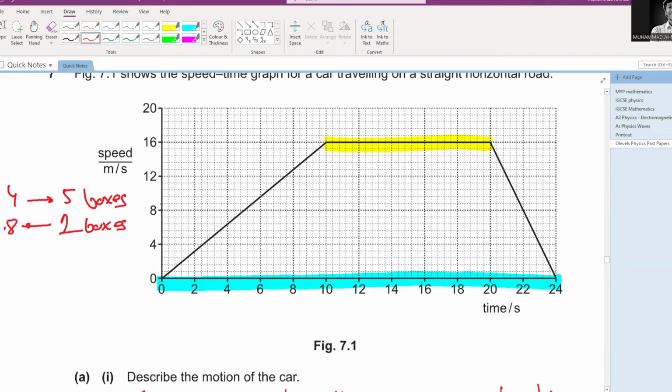Perfect. So this is 8.8. This is 9.6. This is 10.4. This will be 11.2. Yeah, somewhere here.